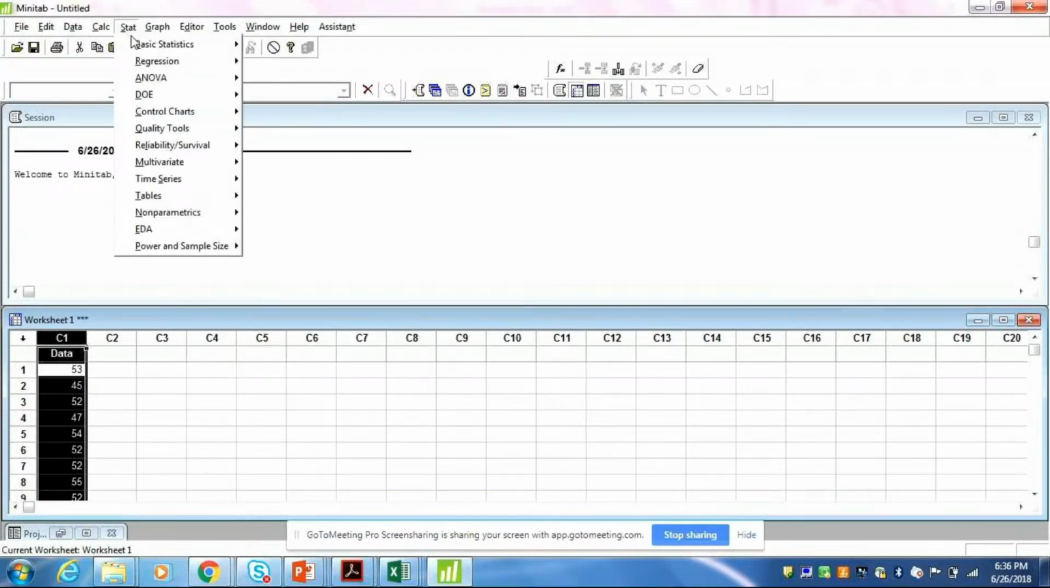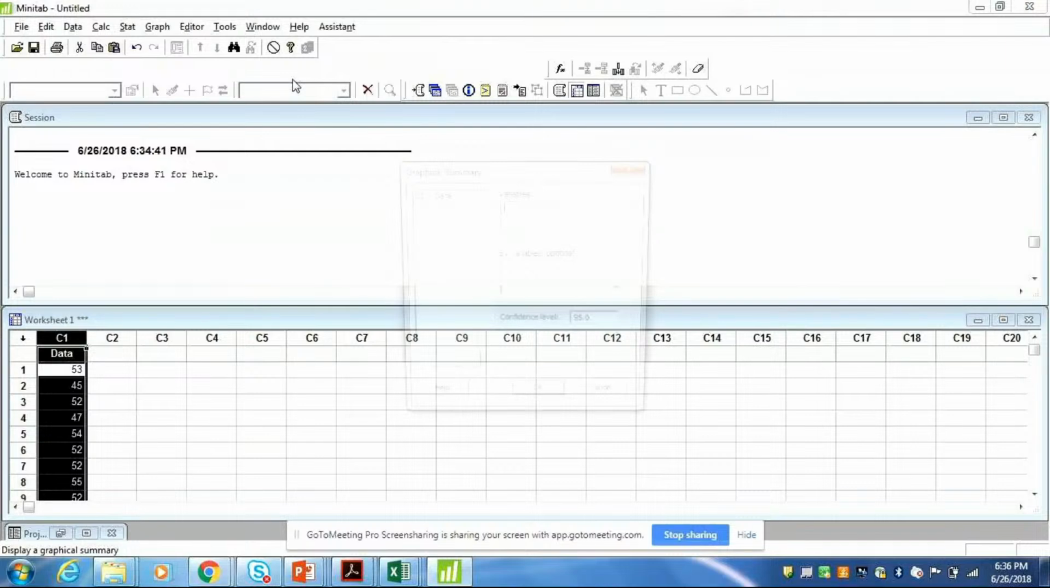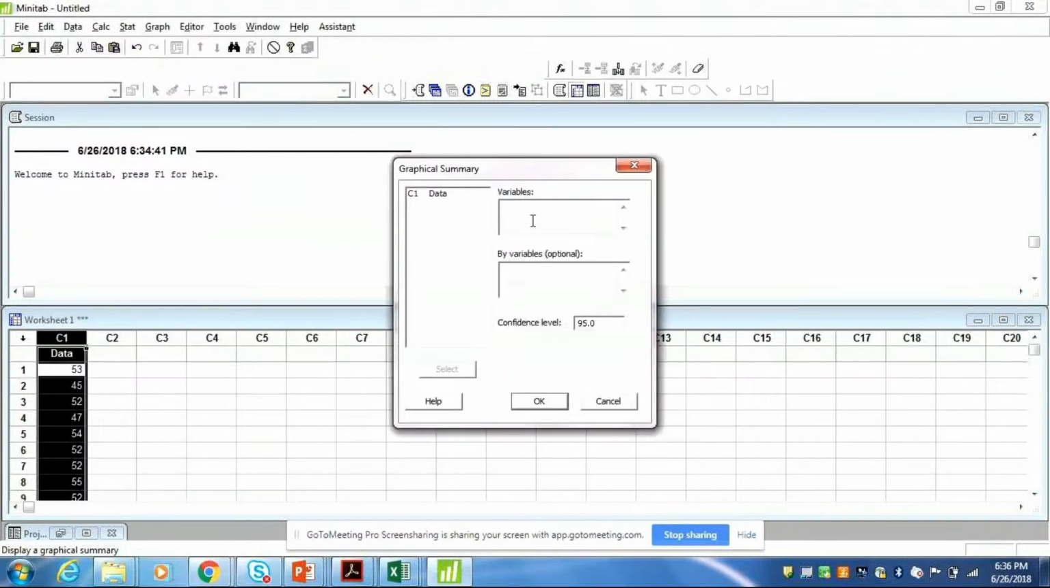So you just go to Stat, Basic Statistics, and Graphical Summary. Basic Statistics. Do I have that? Oh, yeah, I do. Graphical Summary. Okay. So you would see there are two things, variables and by variables. Ignore the by variables part for now. So just click on the blank portion of variables.